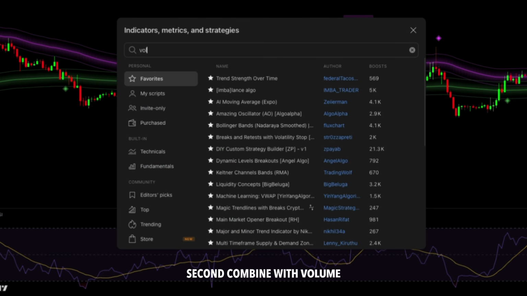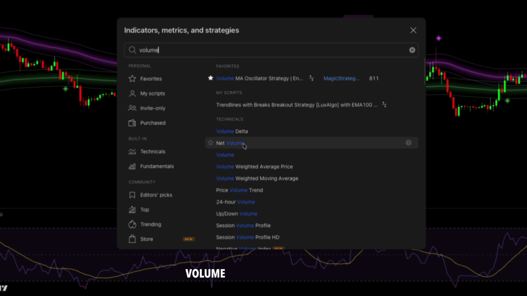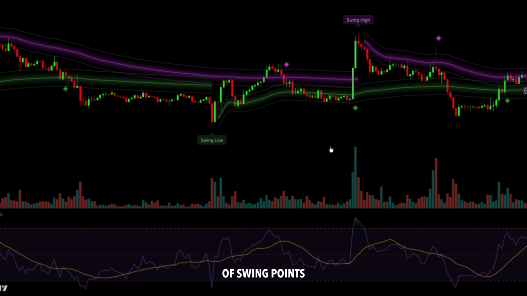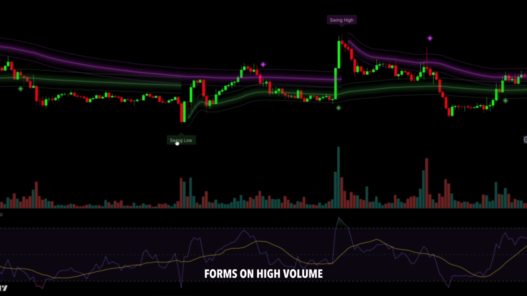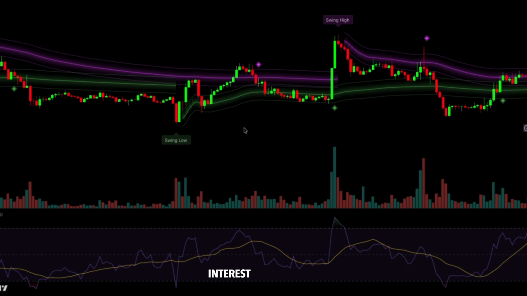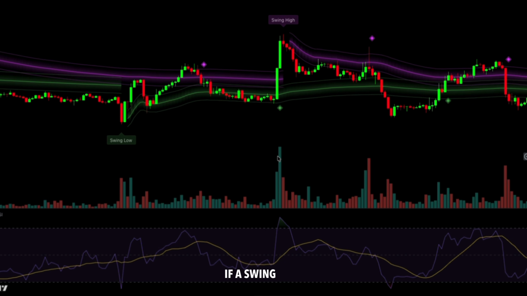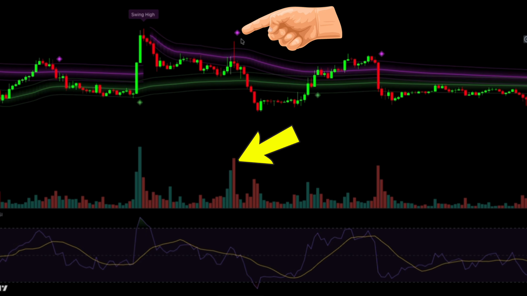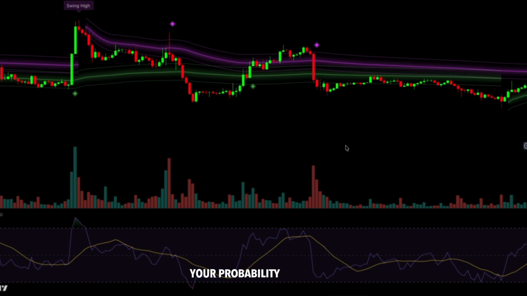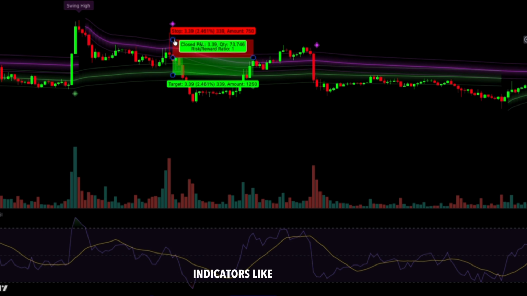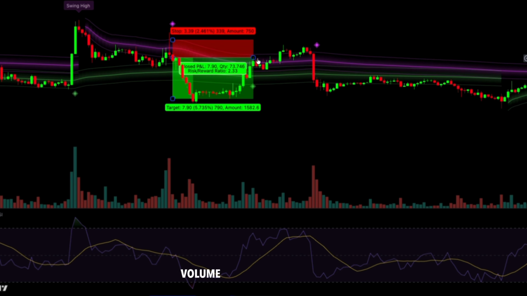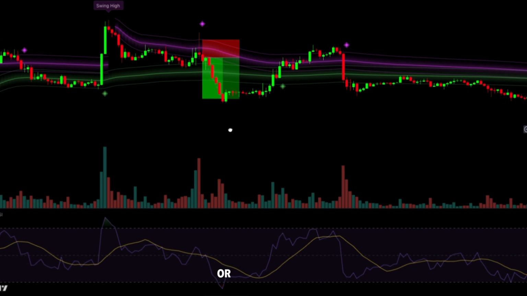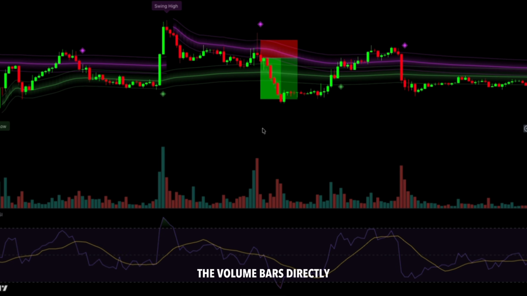Second, combine with volume analysis. Volume confirms the validity of swing points. If a swing low forms on high volume, it indicates strong buying interest at that level. If a swing high forms on high volume, it indicates strong selling interest. When you enter on a rectangle signal and volume confirms the swing, your probability of success increases. You can use volume indicators like on-balance volume, volume-weighted average price, or simply look at the volume bars directly.